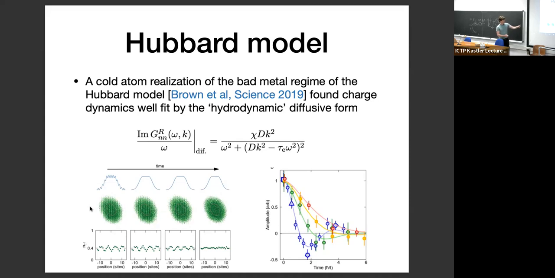And so this is a very direct position space measurement of this quantity, right? Because you're measuring how a charge is decaying as a function of omega and k. And so their results fit very nicely to this form, which is almost the simplest form you can imagine. If this term were not here, this would be purely diffusive, right?